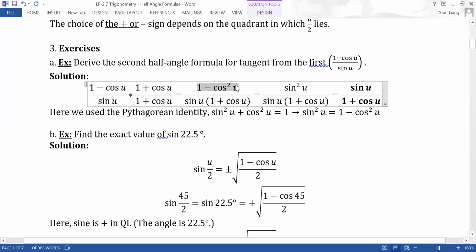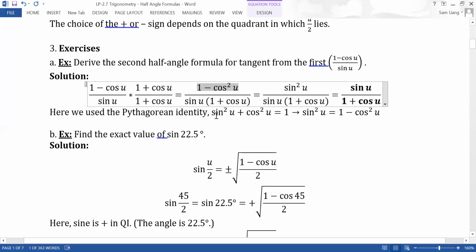And this will get in the numerator, right? Because 1 times 1 is 1. 1 times cosine u is plus cosine u, and then 1 times negative cosine u is negative cosine u. So that sums to 0. And then negative cosine u times positive cosine u is negative cosine squared u. Okay, so that's what we get in the numerator. The denominator we just leave as the product of this and this, right? And then this we can simplify using the Pythagorean identity, right?